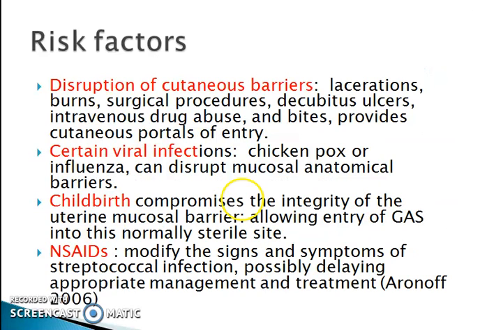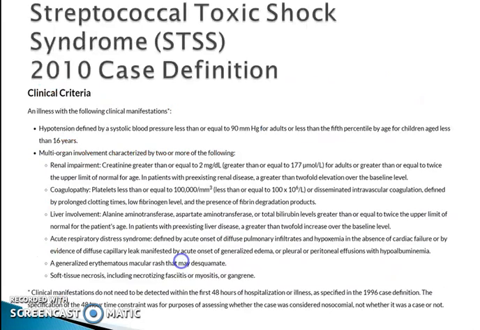These are the risk factors for toxic shock syndrome, which include disruption of the cutaneous barrier by laceration, burn, surgical procedure, decubitus ulcer, intravenous drug abuse, and bites, which provide cutaneous portals of entry. Certain viral infections such as chickenpox or influenza can disrupt the mucosal and anatomical barrier. Childbirth may compromise the integrity of the uterine mucosal barrier, which allows the entry of group A streptococci into this normally sterile site, and NSAIDs will modify the signs and symptoms of streptococcal infection.